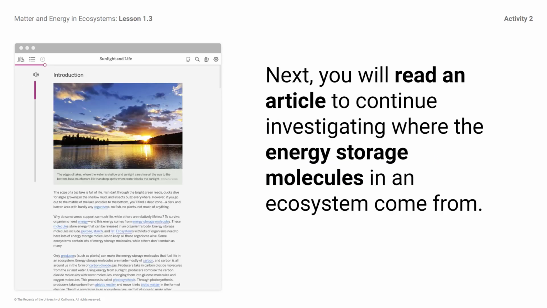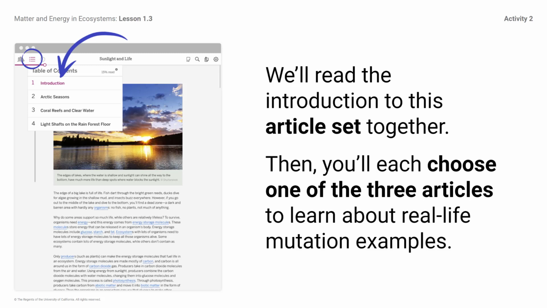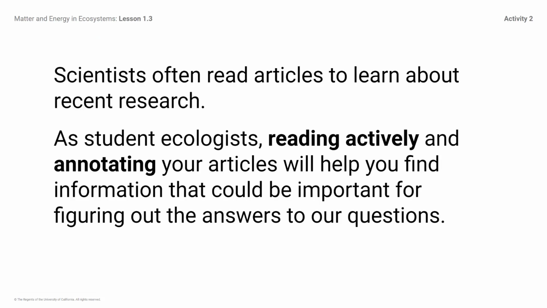Next, you will read an article to continue investigating where the energy storage molecules in an ecosystem come from. We'll read the introduction to this article set together. Then you'll each choose one of 3 articles to learn about real-life examples. Scientists often read articles to learn about recent research. As student ecologists, reading actively and annotating your articles will help you find information that could be important for figuring out the answers to our questions.